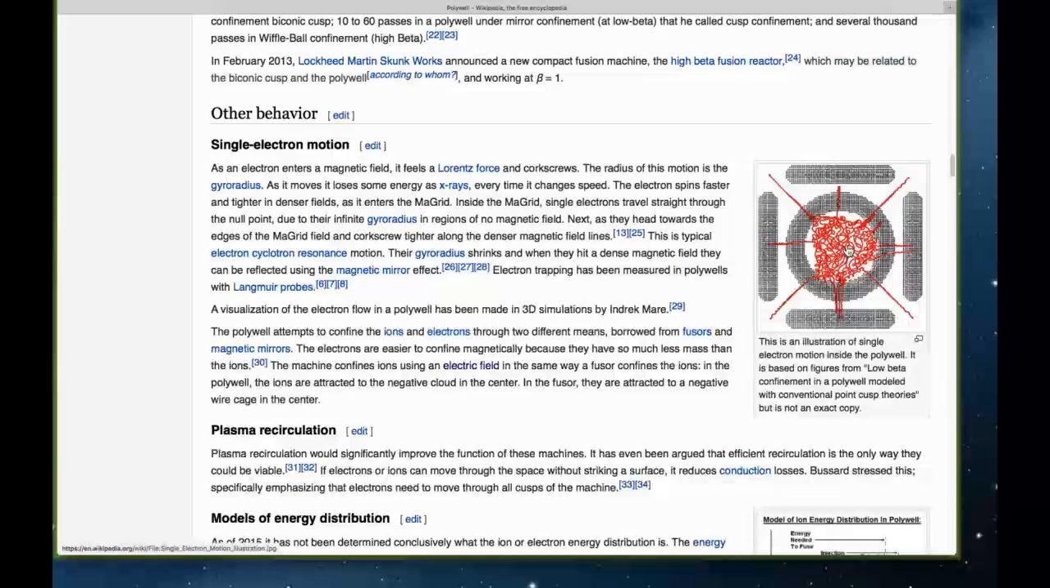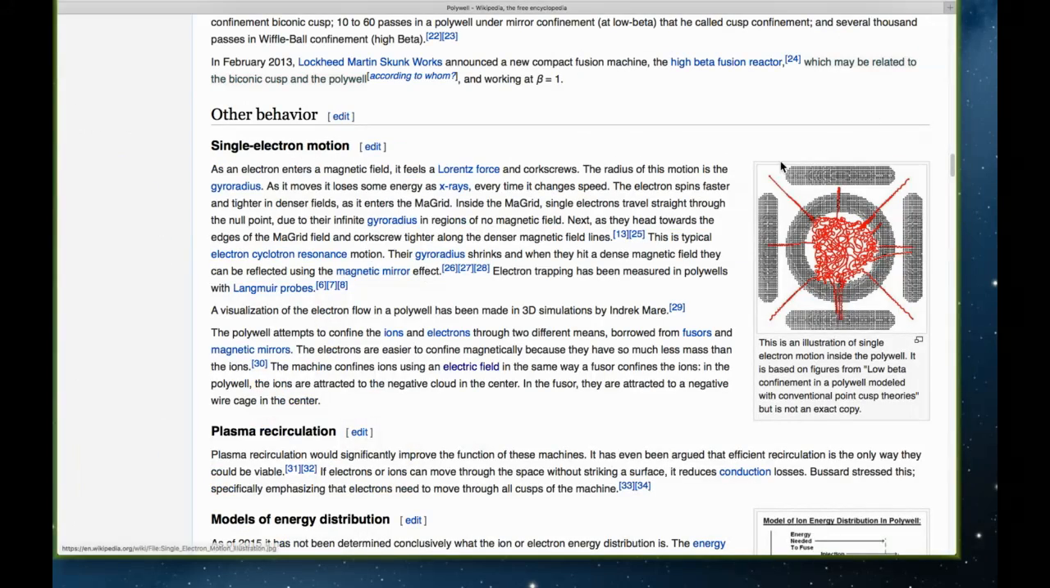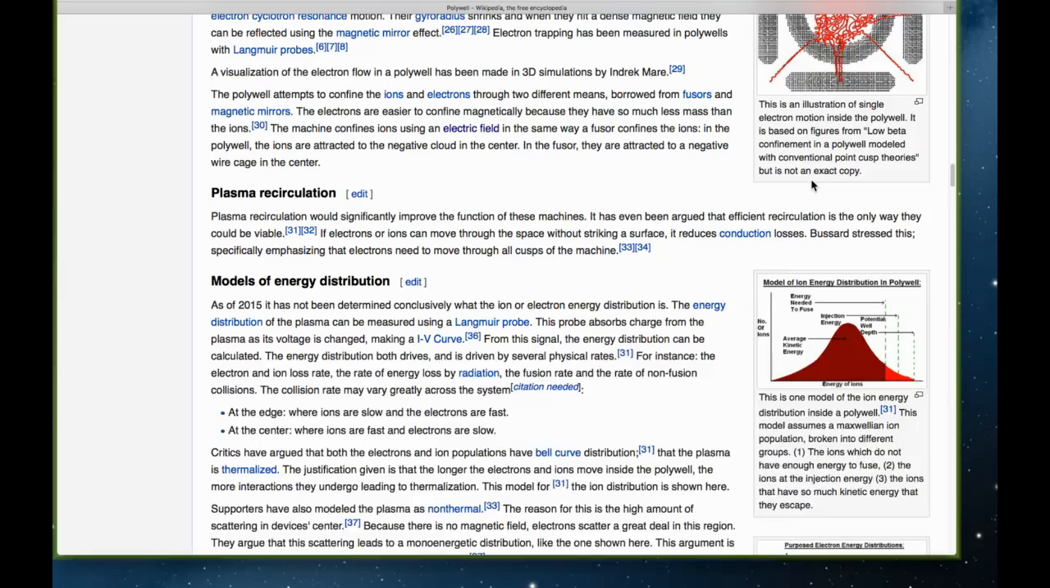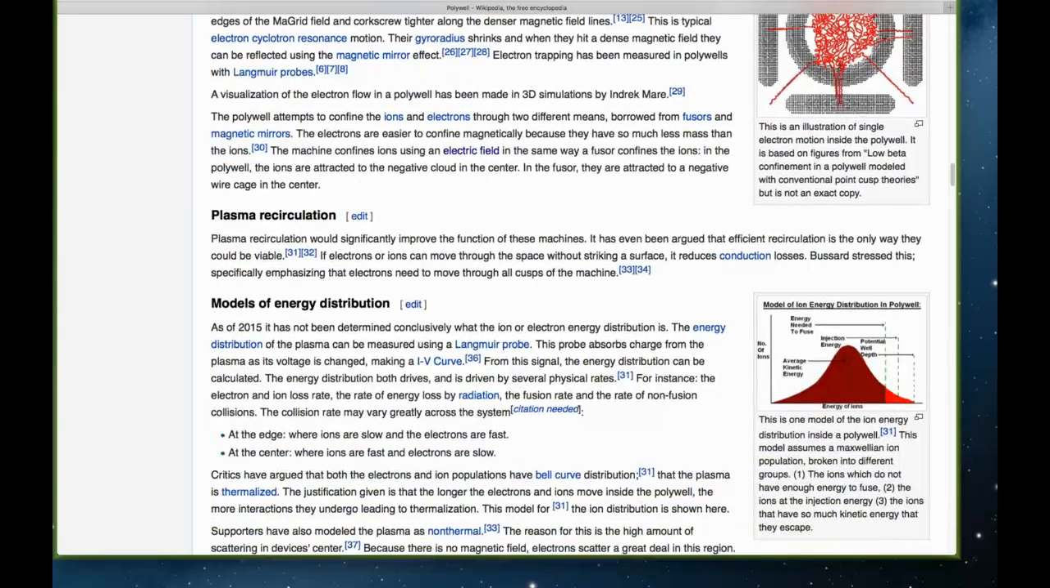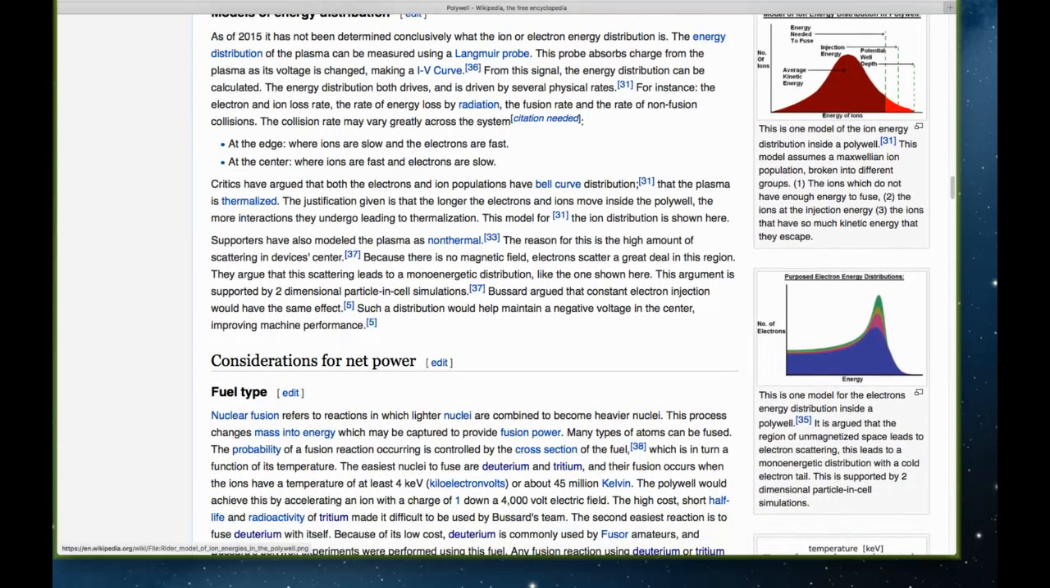You see this picture of the path of the electron, and this is a single electron motion inside this polywell. So basically, they have a hard time confining it because the thing wants to squirt all over the place. So maybe with what you just said, Denny, would be a way of confining. Maybe we aren't confining electrons in the same way, but maybe we're working with plasma in a different manner than these guys are.